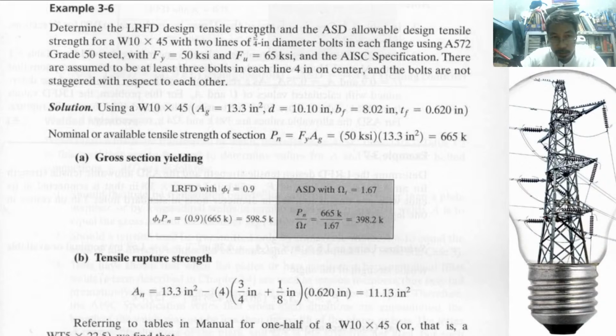There are assumed to be at least 3 bolts in each line, 4 inch on center. So the spacing is 4 inch with respect to centers. And the bolts are not staggered, meaning it is aligned. Okay, there is no pitch, that is aligned transversely and with respect to each other. Okay, solution.